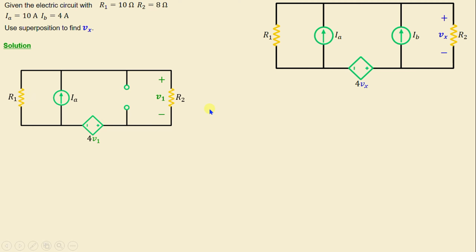In order to calculate the voltage V1 across the resistor R2, we are going to use Kirchhoff's laws. Let's consider first I1 is the current through the resistor R1 and I2 is the current through the resistor R2. By applying Kirchhoff's current law at node 1, we can write IA is equal to I1 plus I2. And if we replace IA with its numerical value, we obtain 10 is equal to I1 plus I2.